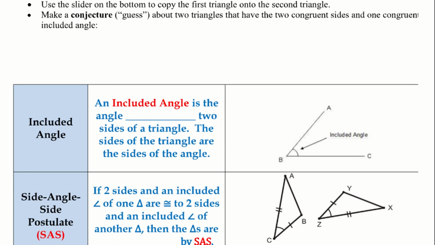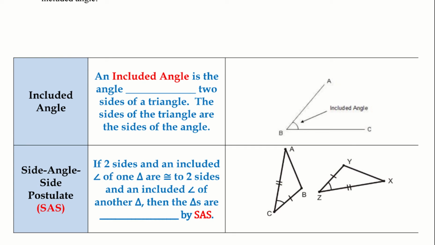All right, let's talk about these vocabulary words. So, included angle. An included angle is the angle inside two sides of a triangle. The sides of the triangle are the sides of the angle. So we have two specific sides we're working with. So that would be their included angle there.